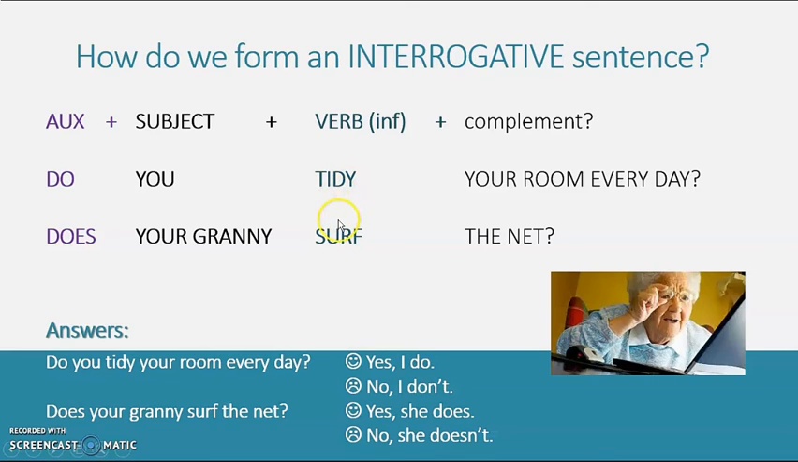So, let's see the answers of these questions. Do you tidy your room every day? The answer will be yes, I do, or no, I don't. Does your granny surf the net? Yes, she does, or no, she doesn't. And finally, remember to respect the subject of a question in order to answer it. And sometimes you will have to change those subjects into personal pronouns, like in here.